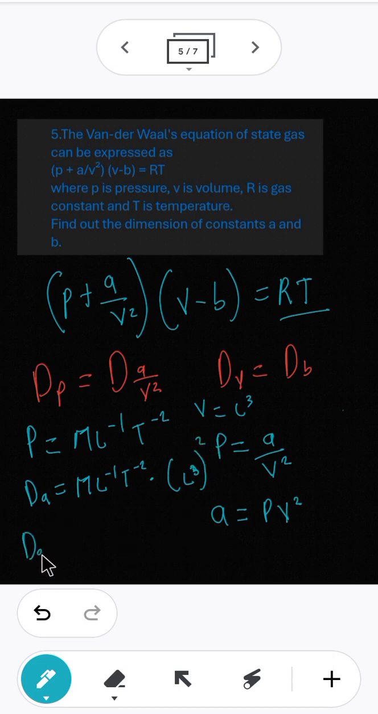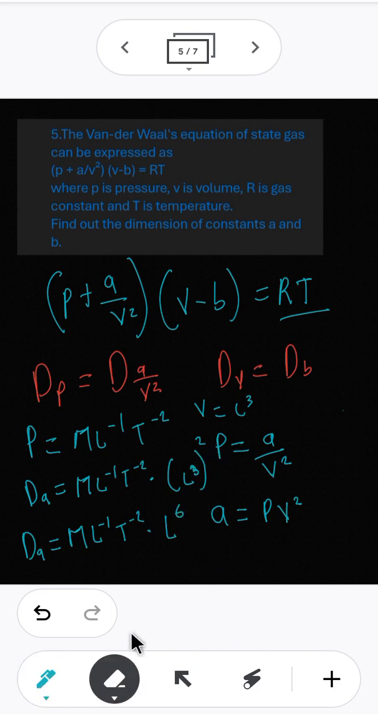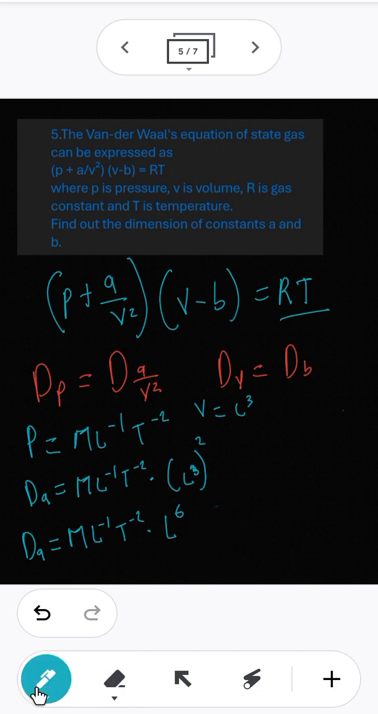Now the dimension of A becomes M, L minus 1 T minus 2 multiplied by indices. This becomes L raised to power 6, 3 times 2 gives 6. Some of us might be wondering, you can leave it this way. You can write dimension of P equal to dimension of A over dimension of V squared, so that when you make dimension of A the subject, you have dimension of P multiplied by dimension of V squared. So you can leave it this way for better understanding.